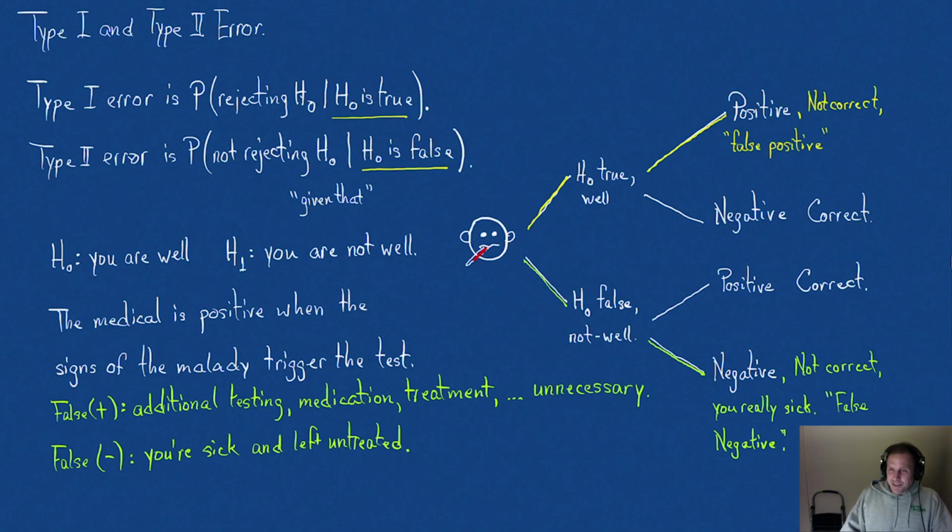All right. That's type 1, type 2 error in a very common setting, that of the medical field. Doctors and researchers and insurance companies are very well aware of these things, and I'd like to believe that most of them do their best to minimize these.